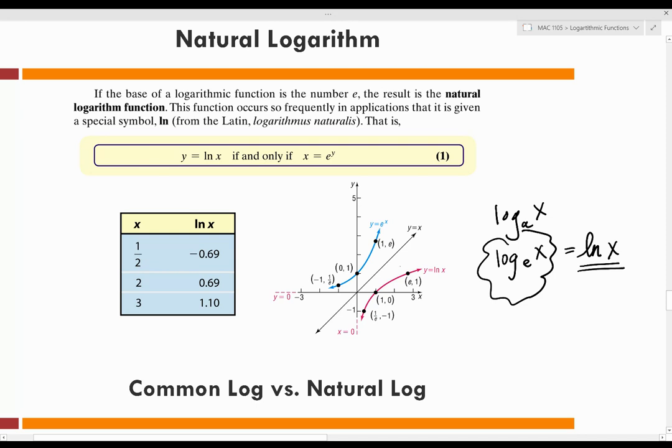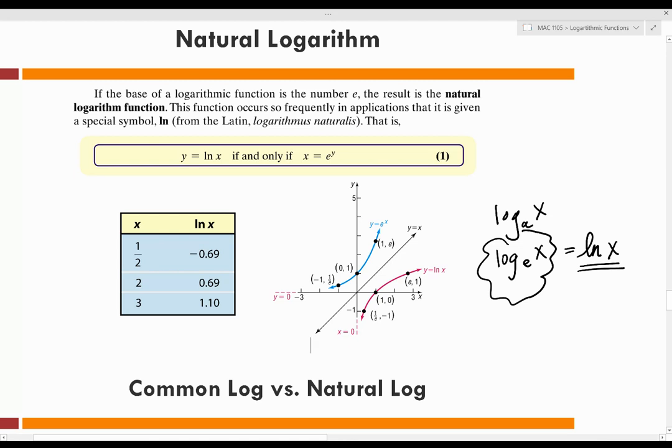On this picture, you will see the exponential function with a base of e, and you will also see the equivalent natural log of x graph side by side. Because they are inverses, remember they're going to be reflective across the line y equals x.